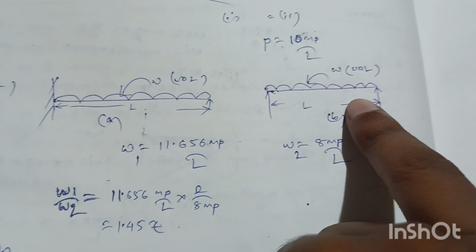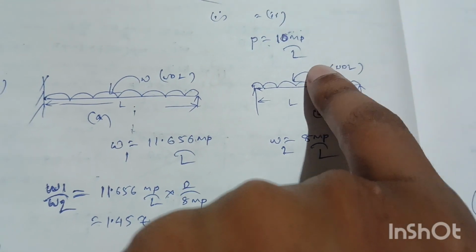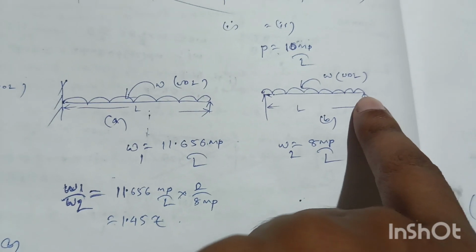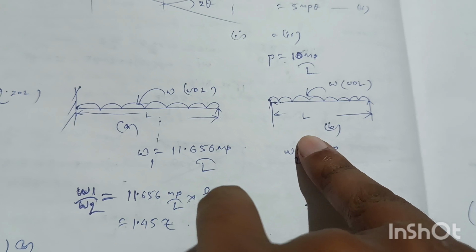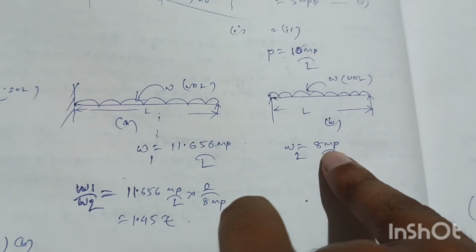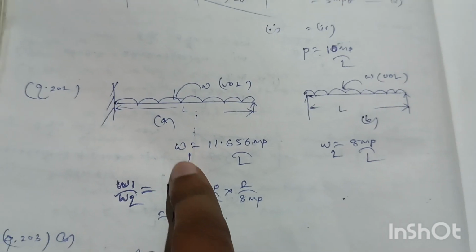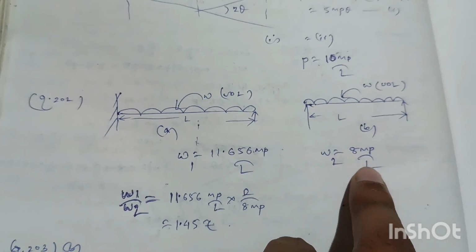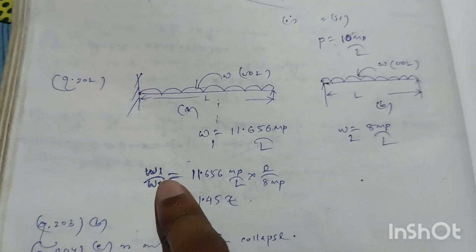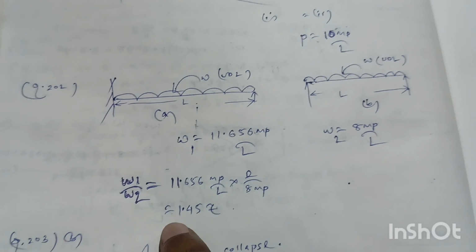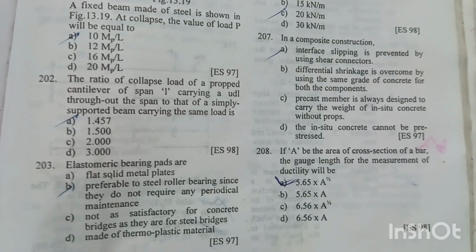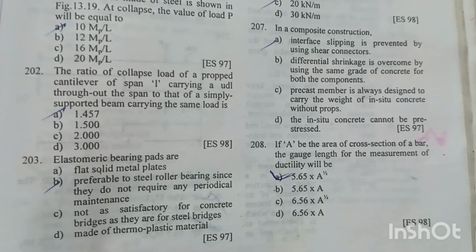if a simply supported beam is subjected to a uniformly distributed load W of span L, the plastic hinge will only form at the middle of the beam, then the collapse load will be equal to 8 MP by L. This is collapse load W1, this is collapse load W2. So if we make the ratio W1 by W2, we will get 1.457. Option A is the right answer, 1.457.